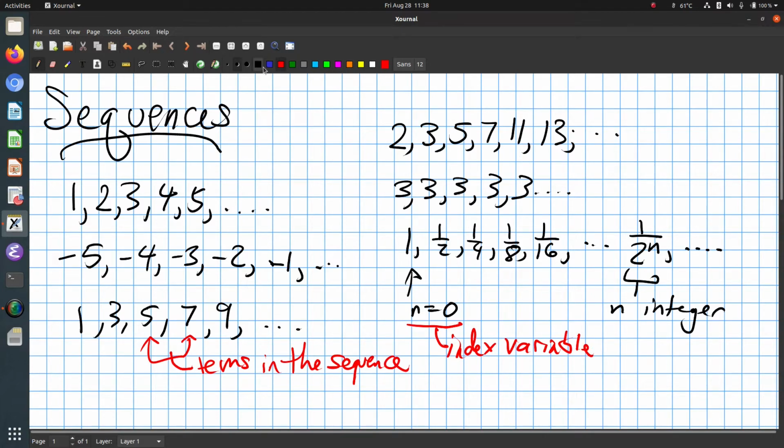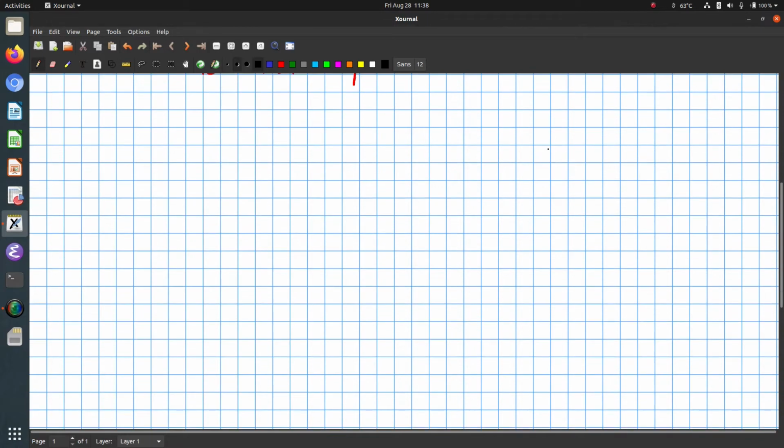Now, typically we will like to name our sequences. So for instance, I might name a sequence, call it A, and that sequence might be, like the sequence we just had there, 1, 1/2, 1/3, 1/4, 1/5, and so on. So the typical term is 1 over n.